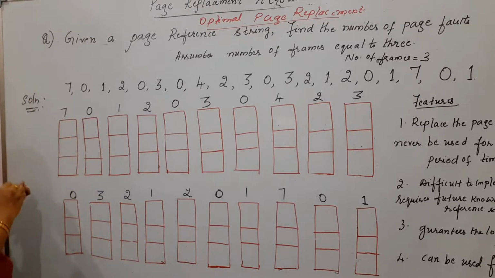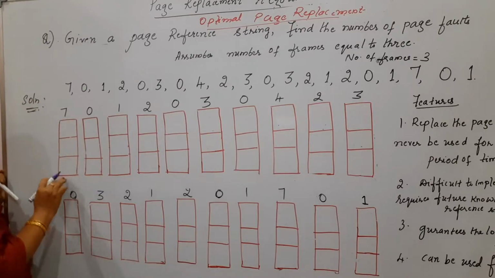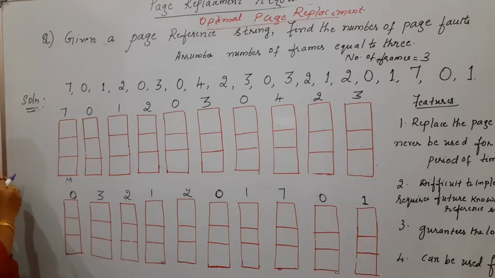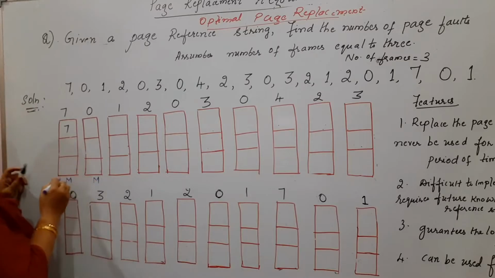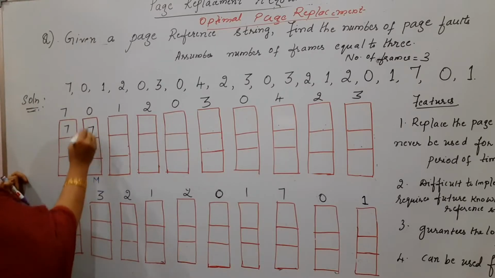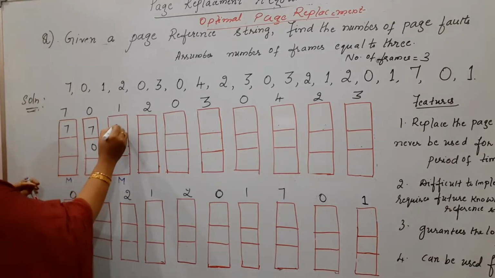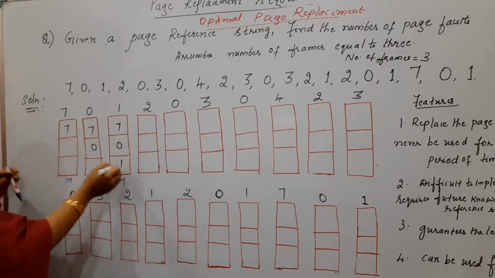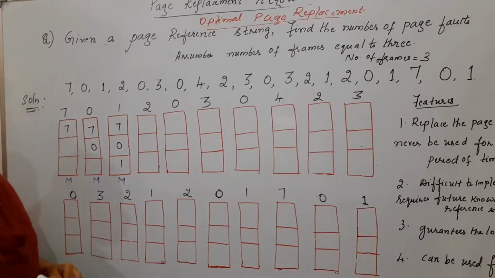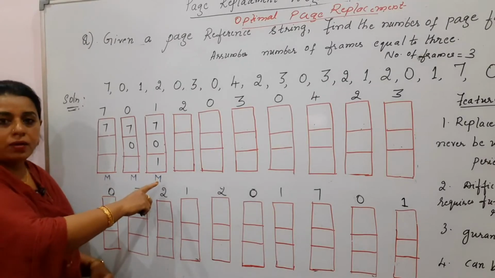First, I'll be using a different coloring to show the miss and hit. Page 7, not present, miss. The first 3 pages are easier for us because we are going to place all of them. Next, there is a miss here, 0 is not there, so you put 0 now. Next, once again there is a miss, M. Then you place the third page, page 1. So this is how you have filled the 3 frames.